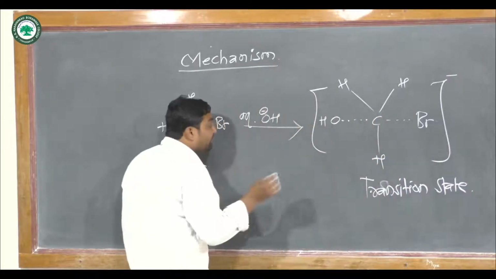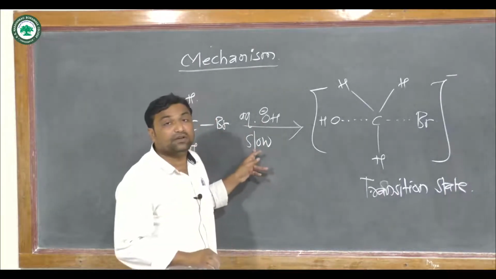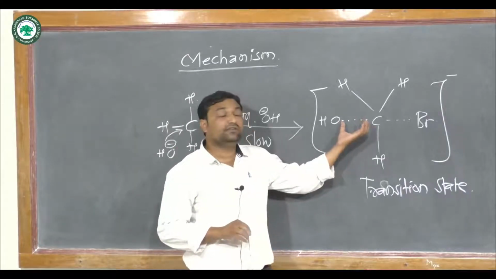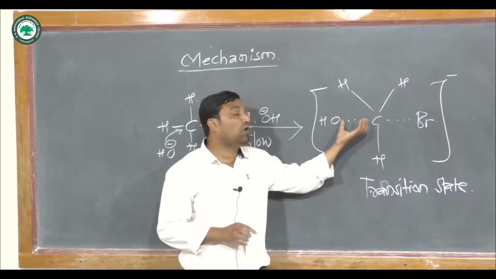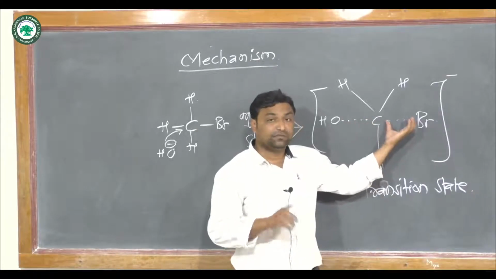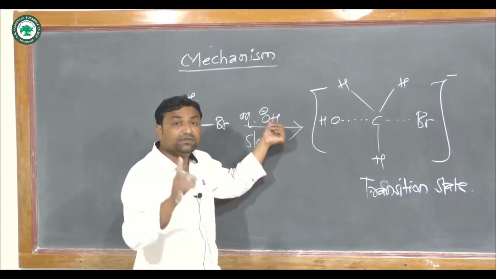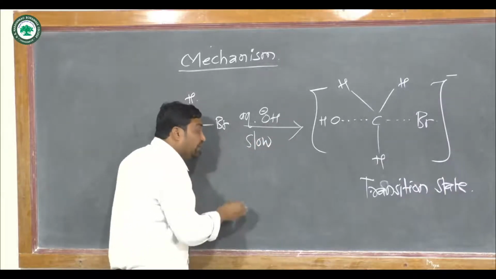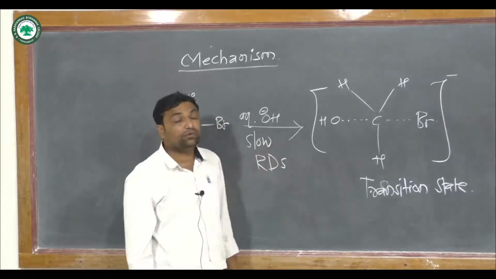Now this is the first step, which is endothermic in nature. The amount of energy which is required to form this bond is further utilized to break this bond. Hence, this first step becomes slow, and as it becomes slow, it means it is the rate determining step of this SN2 reaction.